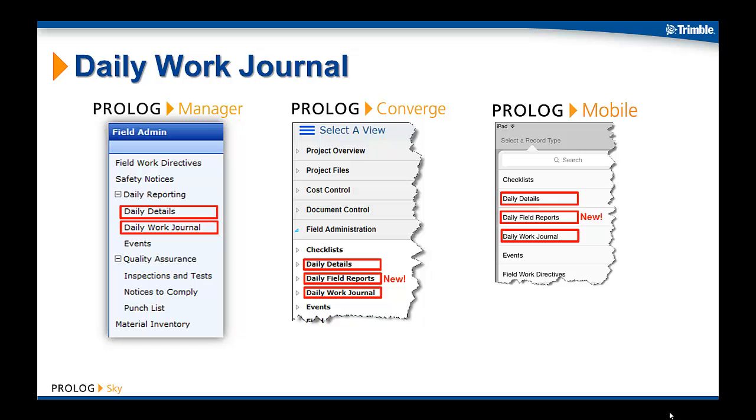This new form is called the Daily Field Report, and the intent of this new form is to make the logging and managing of your daily work journals a more efficient process for you. This video will give you a basic understanding of what the purpose of each of these forms is and how they can help you track your daily work activity.